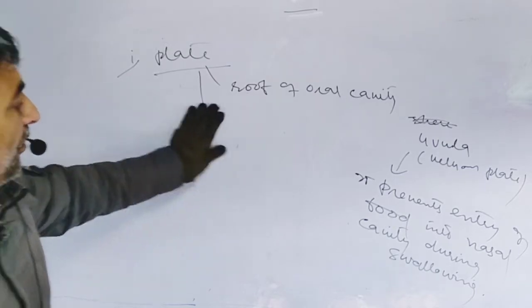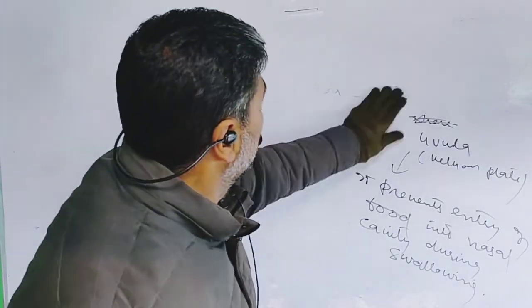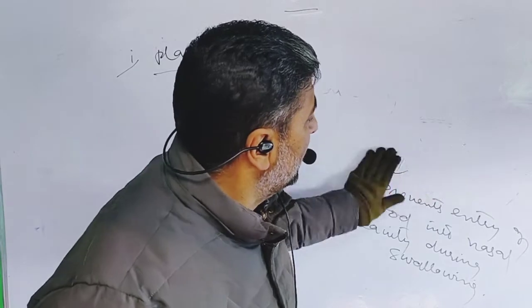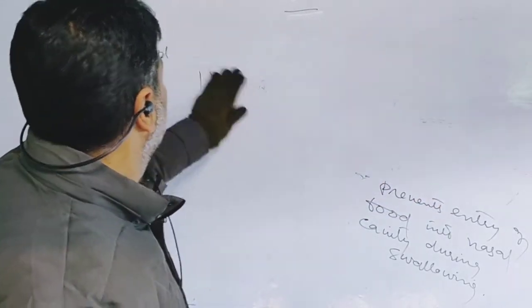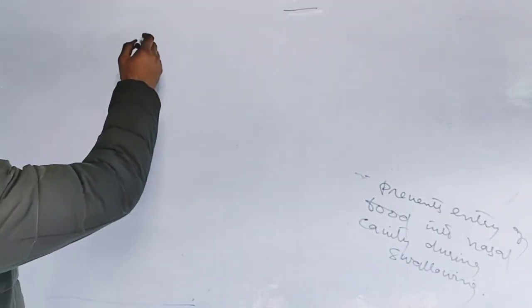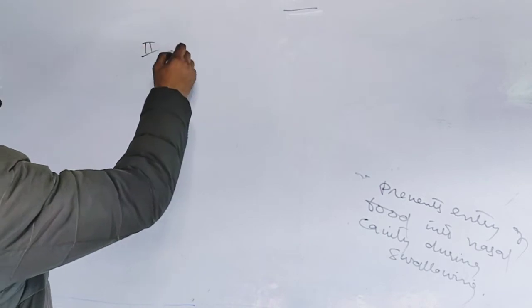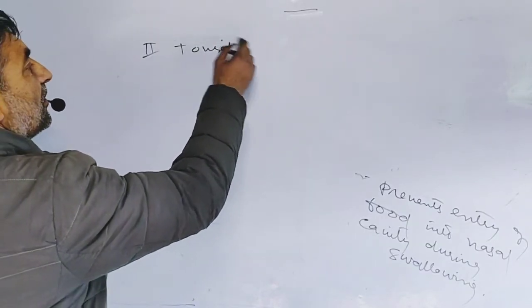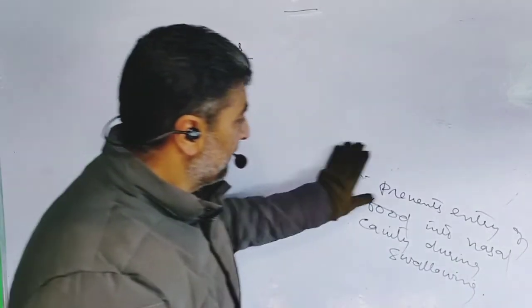So this is all about palate. This is one component of this buccal cavity that is called palate. So let us take the second component, the second part of this buccal cavity. They are called tonsils.